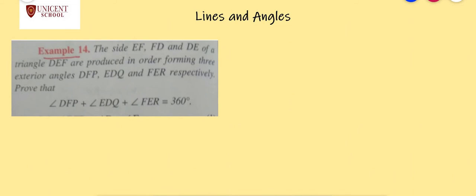So let's take the next question and solve it. Now if we study this question, a diagram is not given, so is a diagram needed? Let's read the question first. The sides EF, FD and DE of a triangle DEF are produced in order, forming three exterior angles DFB, EDQ and FER respectively. So prove that angle DFB plus angle EDQ plus angle FER equals 360. So according to the question, we need to draw a triangle and name it as DEF.